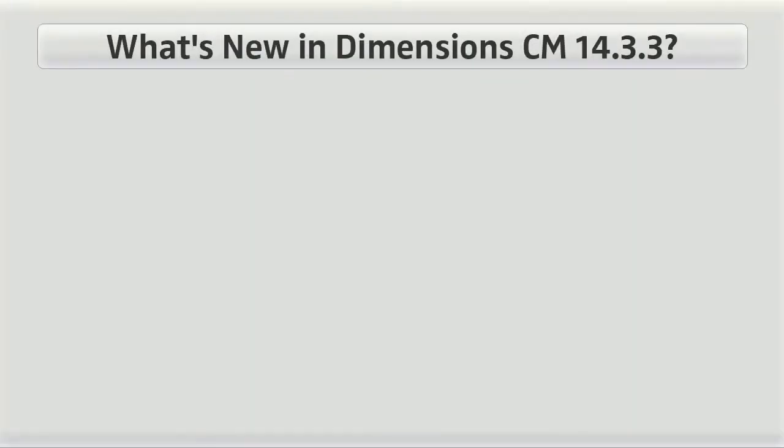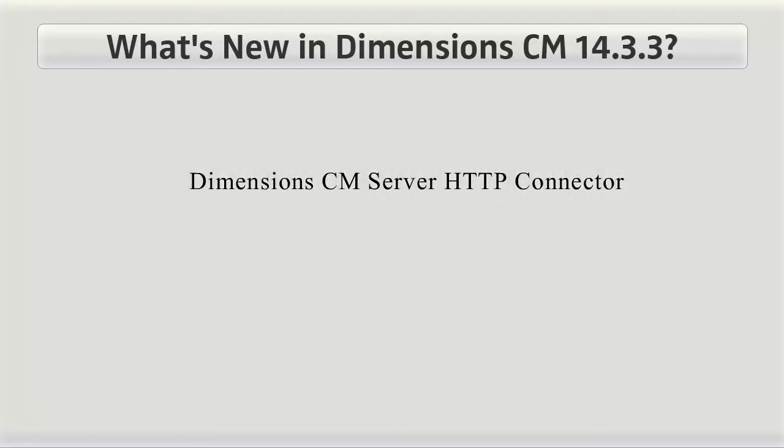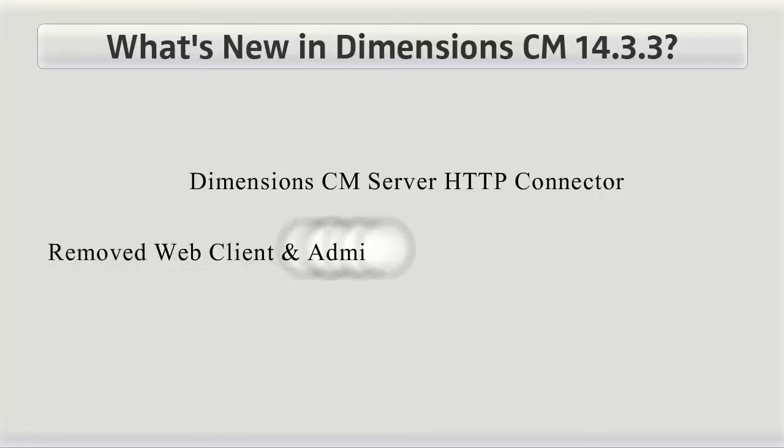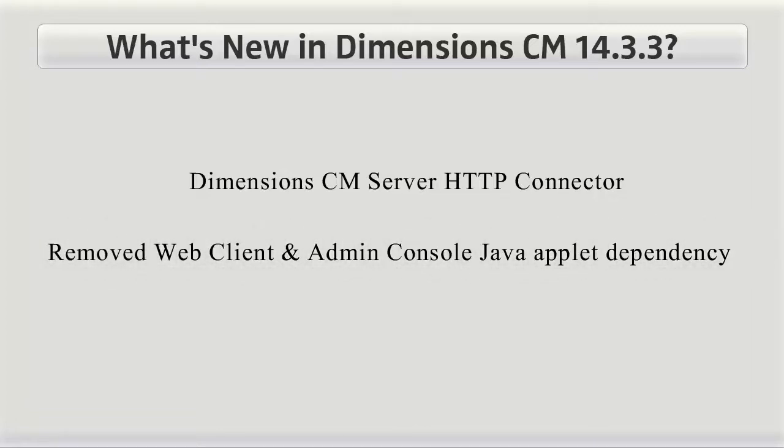Dimensions CM 14.3.3 implements numerous new fixes and features. There are three major themes for this release: Dimensions CM Server HTTP connector, the removal of the Web Client and Admin Console Java applet dependencies, and new platform and IDE support.